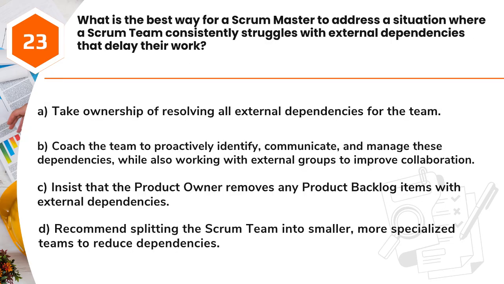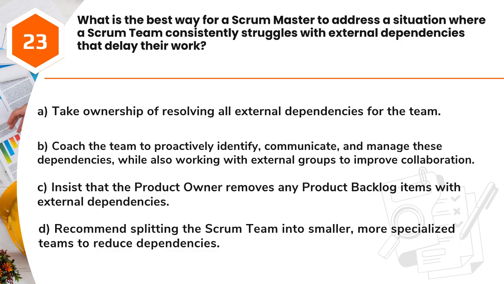Question 23. What is the best way for a Scrum Master to address a situation where a Scrum team consistently struggles with external dependencies that delay their work? A. Take ownership of resolving all external dependencies for the team.